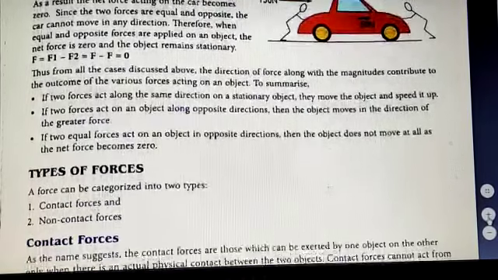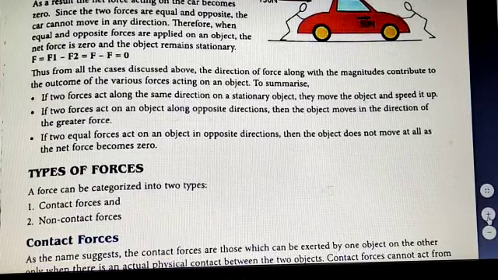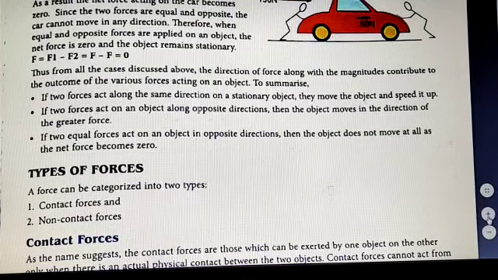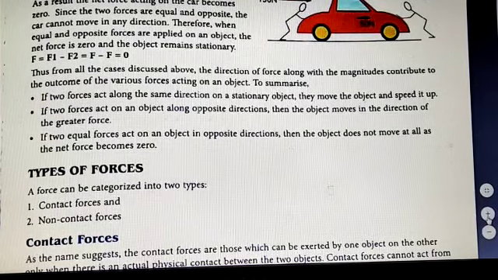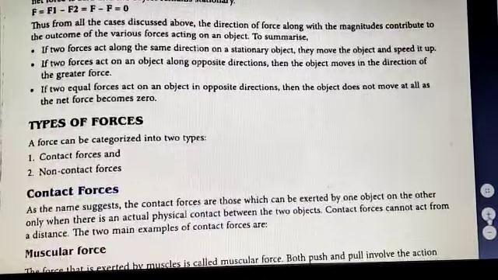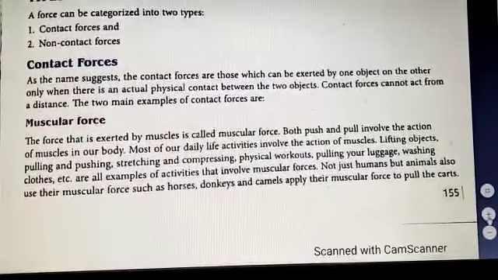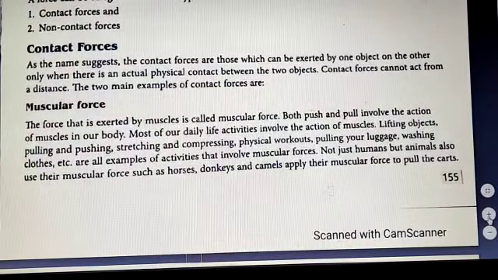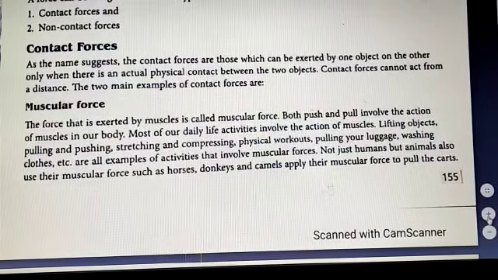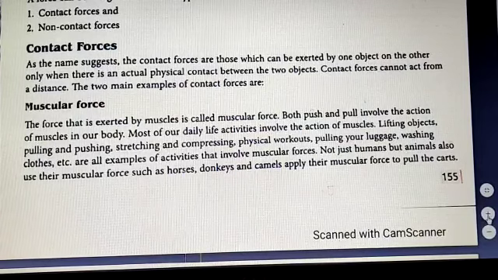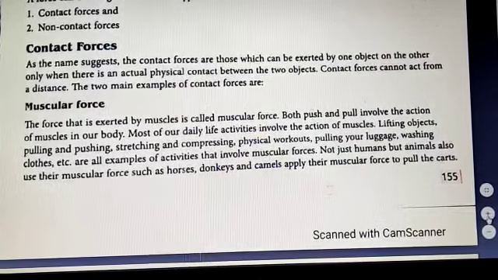Now, types of force. Force has been divided into two broad categories. One is contact force and the second is non-contact force. As the name suggests, contact forces are those which can be exerted by one object on another only when there is physical contact between the two. A number of examples are there.